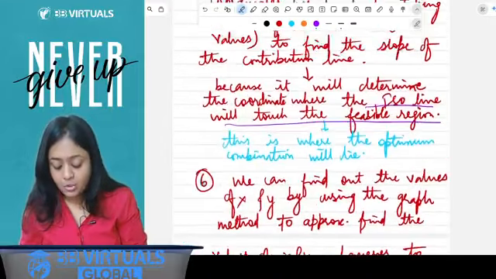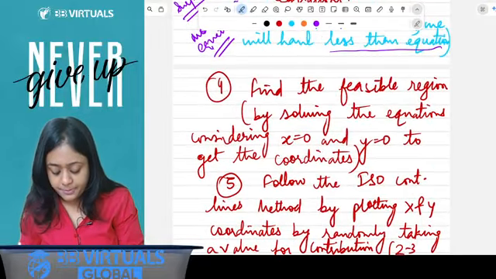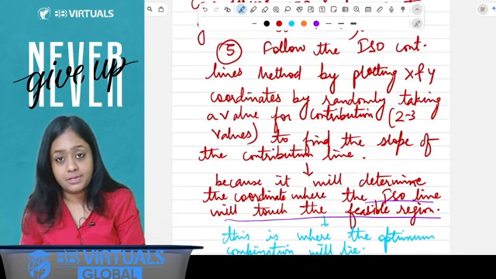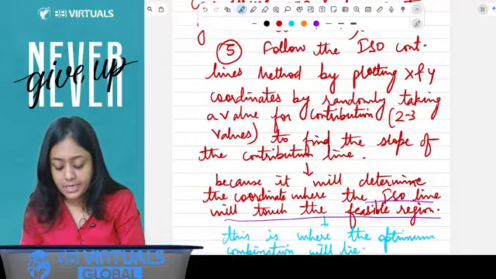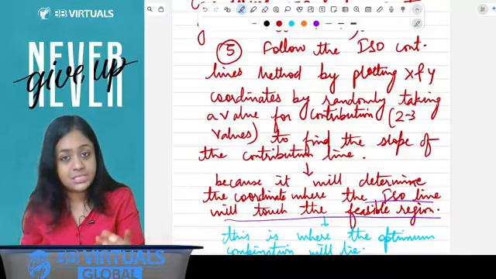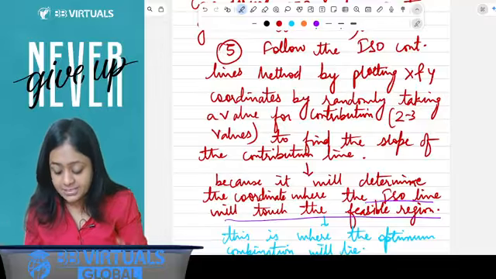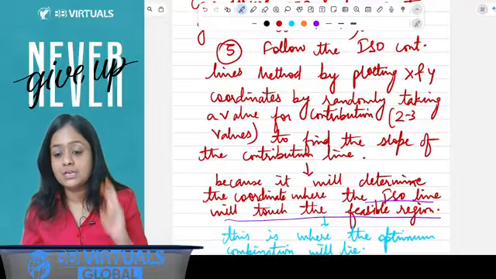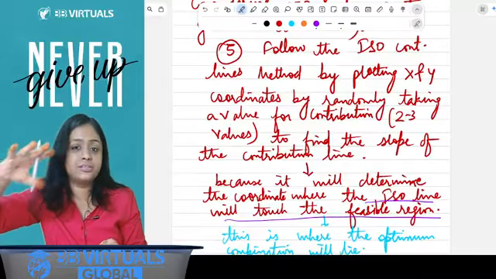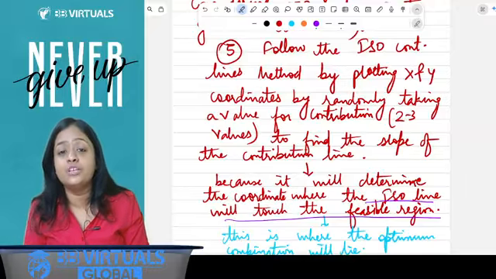So now continuing to what we said, once you find the feasible region, you have to follow the ISO contribution lines method by plotting x and y coordinates, randomly taking values of the contribution. Like we just discussed, take any random values for contribution and get the values of x and y. You should have at least 2 to 3 values so that you know the slope of the line. Slope is very essential because slope will determine where this line is going to touch the feasible region.